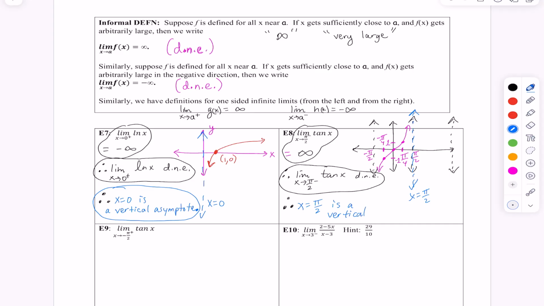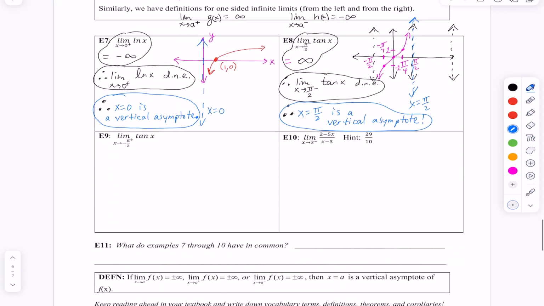So it turns out the definition of a vertical asymptote involves limits. Whoa. Let's look at another example.